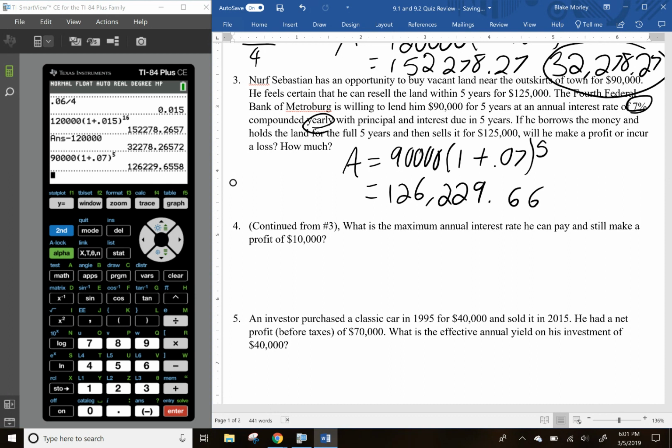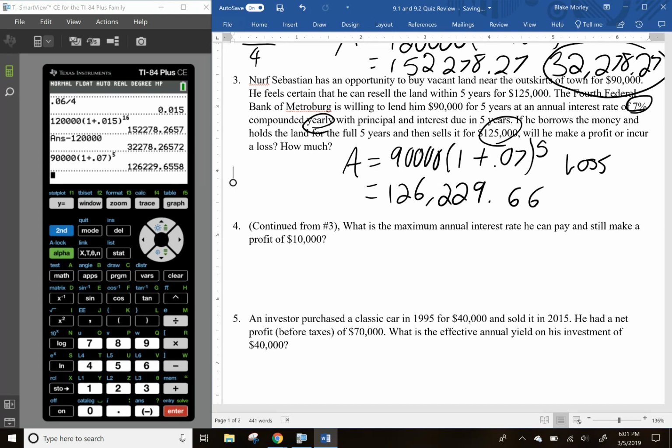$126,229.66. So now let's look at the question. I borrowed this money to buy the land, and I'm going to sell it for $125,000. Now I owe the bank $126,000. So I'm not making any money. In fact, I'm losing money because I made the $125,000, but I have to pay the bank $126,000. Well, then I'm not really keeping any money for myself. In fact, I have to spend some of my other cash to end up paying the bank back. So it's a loss because we owe the bank more than we're going to make from selling the property.